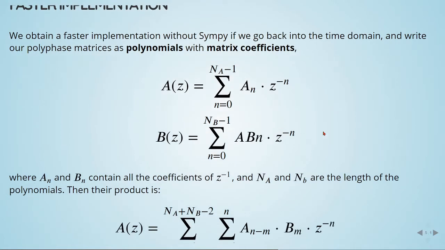So this is what we are going to do here, where a_n and b_n contain all the coefficients of z to the power of -1, and capital NA and capital NB are the length of the polynomials. So we see here capital NA, capital NB, the length of the polynomials a_n and b_n.